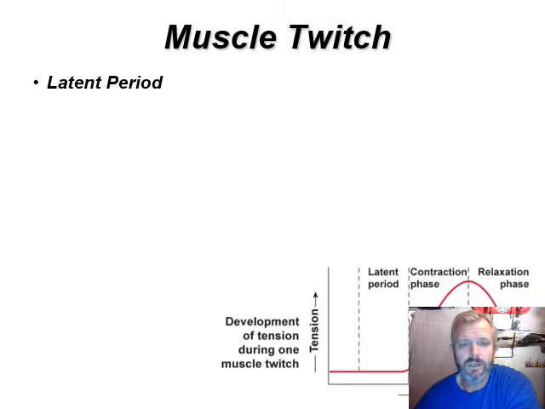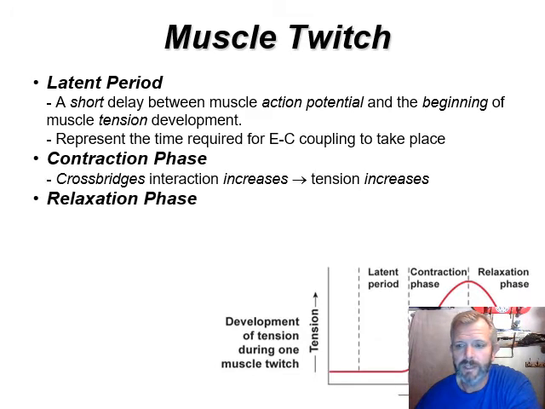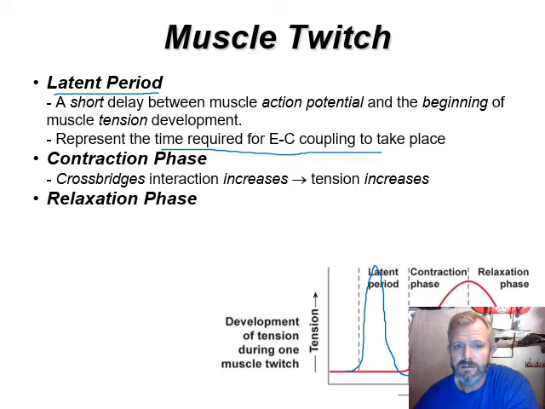Alright, so here's our muscle twitch. And I'll get my big head out of the way again since it's sitting right here. And we have that latent period. So say our muscle action potential is here. We have this latent period in between my action potential and my actual contraction. And what's happening there are all those EC coupling events.